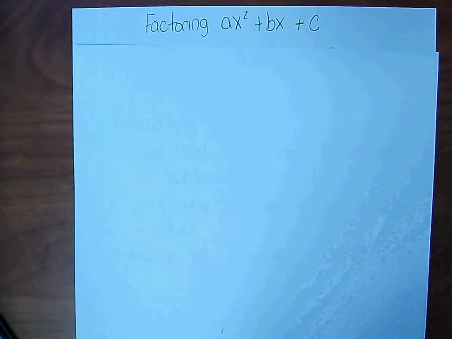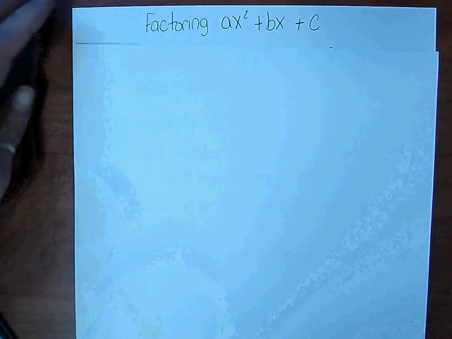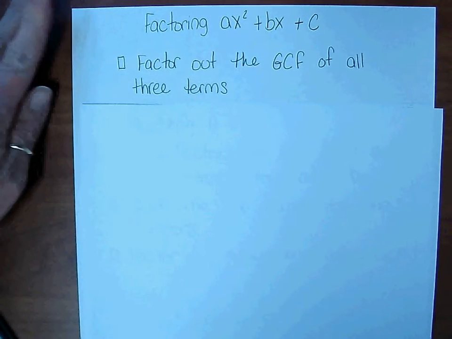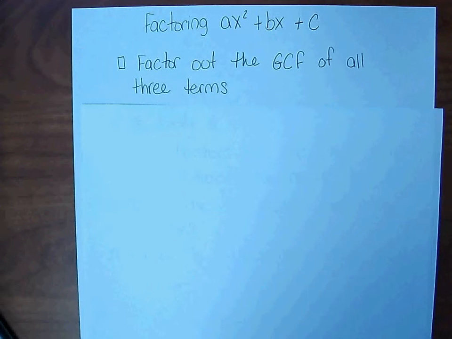Factoring ax squared plus bx plus c. A trinomial in this form has a coefficient of something other than 1 in front of the x squared. So the first thing you always want to check for is to see if you can factor out a GCF from all three of the terms. If you can, that will make factoring much easier.